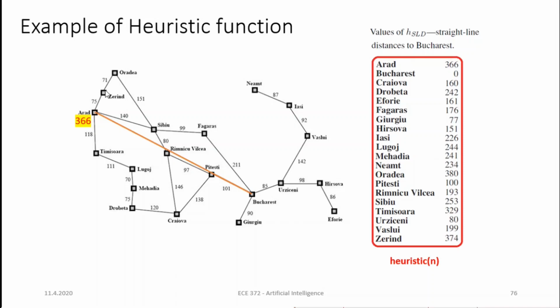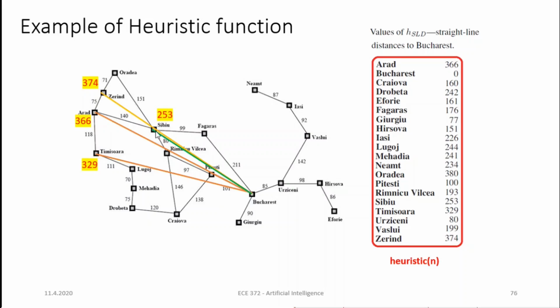After Arad, we have 3 possibilities. Sibiu 253, the heuristic straight line distance. Then Zerind 374 and Timisoara 329. Which one are we going to pick? We see that if I go to Sibiu, I am getting closer to Bucharest. If I take Zerind, it is closer to me, but I am getting away from Bucharest. It means this is wrong to pick.